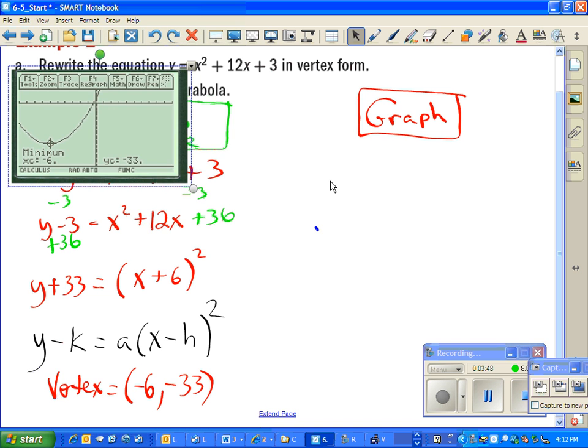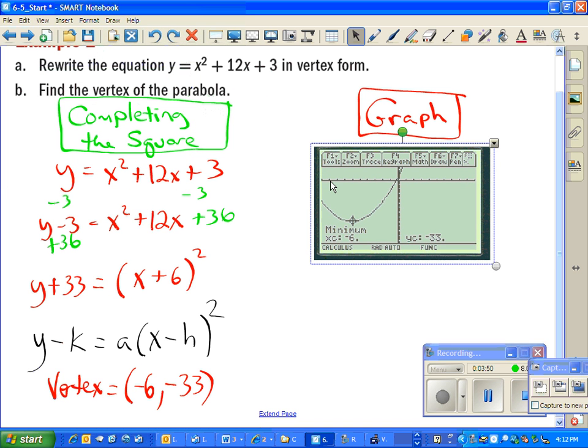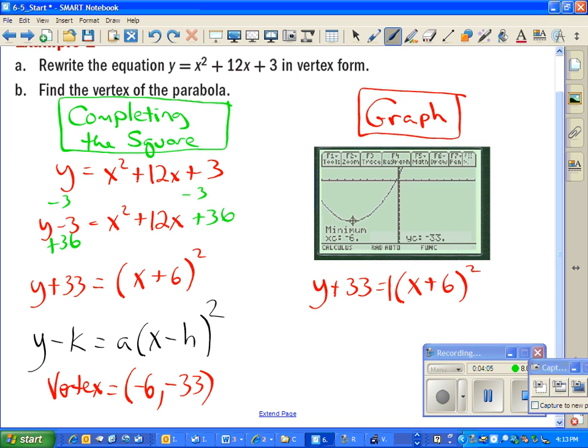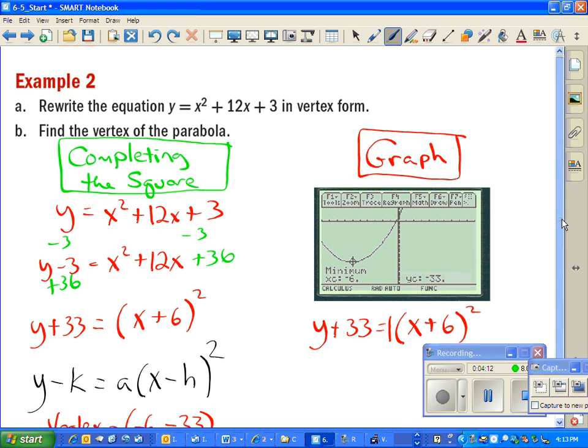So in this case, we're sort of going the opposite direction. We've got the vertex first, and we're using that to write it in vertex form. If the vertex is indeed negative 6, negative 33, the equation becomes y plus 33 equals x plus 6 squared. The value of a is just 1, the same way as it was in the original equation. So there you go. Rewriting in vertex form, converting from standard to vertex form, and finding a vertex by two different methods. Enjoy.